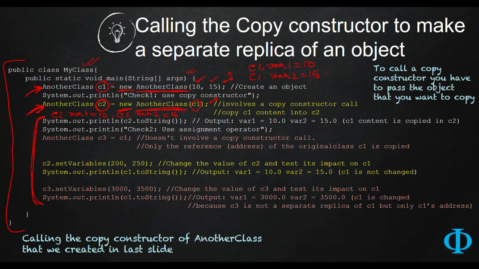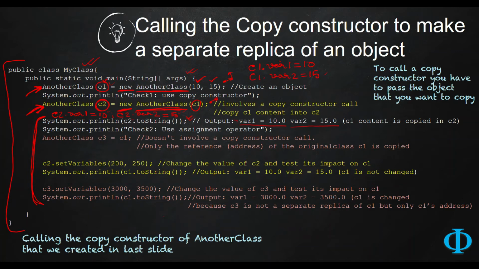So what I have done is, first I have just printed the value of C2 at this line. Right after the constructor call, of course, the value of each field of C2 will look like this. The var1 of C2 will print 10 and var2 of C2 will print 15. I have just explained the reason before, because it got the values of C1.